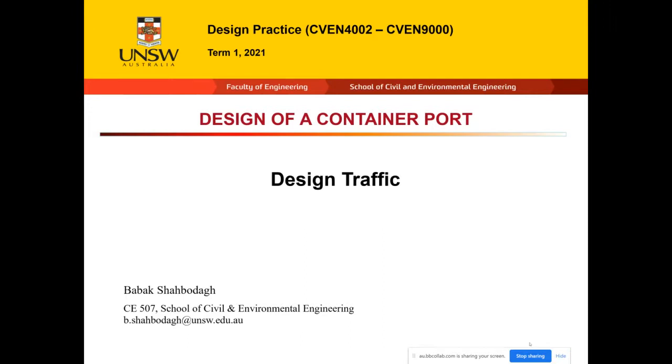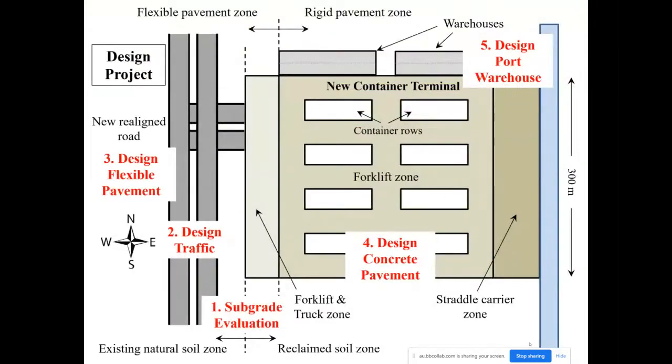So the second part of the project is about the design traffic. You remember that first we talked about the subgrade evaluation. Then we want to design the access road. Therefore, we need to know what is the design traffic. How many vehicles are going to pass through this road during its design life? Which type of vehicles? What are the loads? So this is the thing we want to determine.